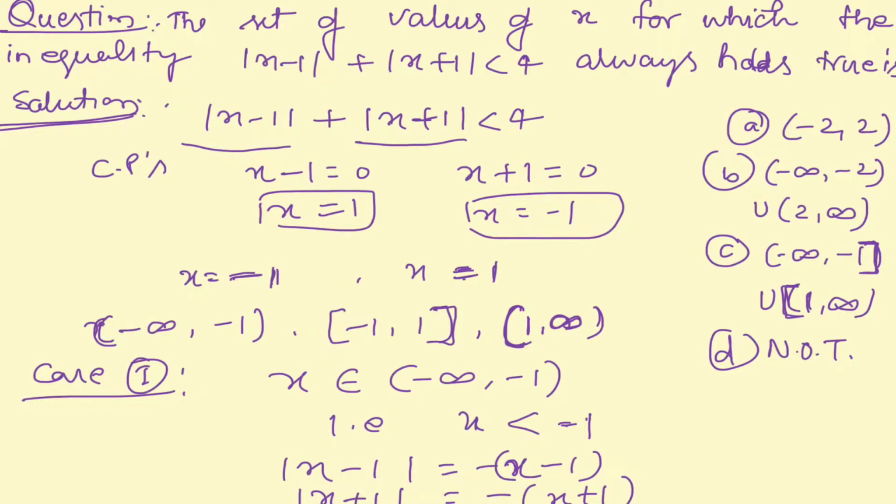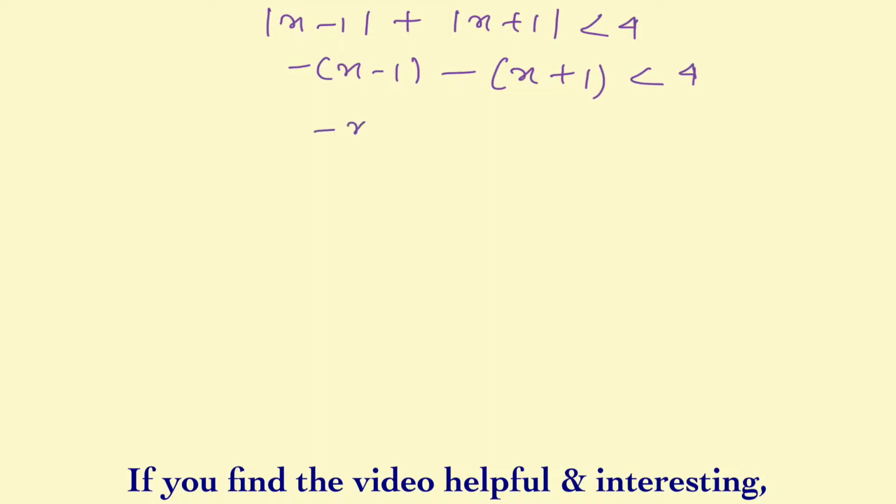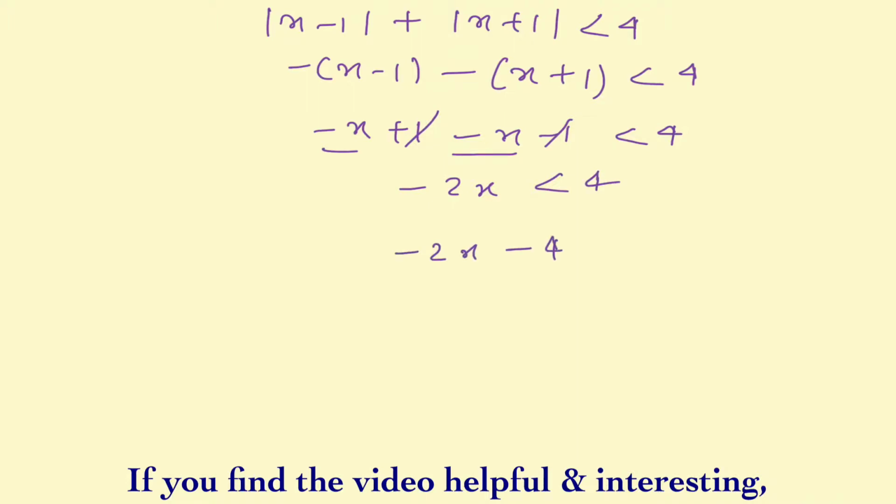So we can proceed with mod of x minus 1 plus mod of x plus 1 less than 4. This thing will be negative, that is minus of x minus 1, and this will also be negative, that is minus of x plus 1, less than 4. That is minus x plus 1 minus x minus 1 less than 4. Minus x minus x is minus 2x, plus 1 minus 1 cancels out, less than 4. That is minus 2x minus 4 less than 0. Minus 2 we can take common, that is x plus 2 less than 0.